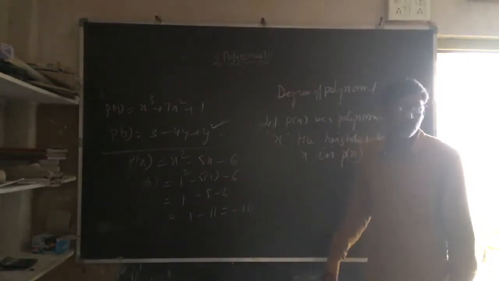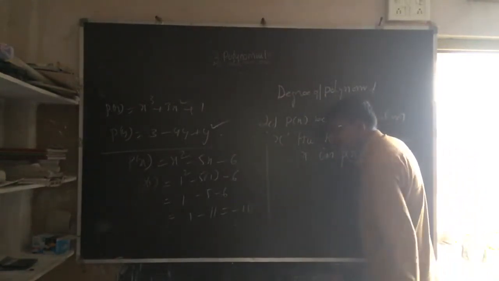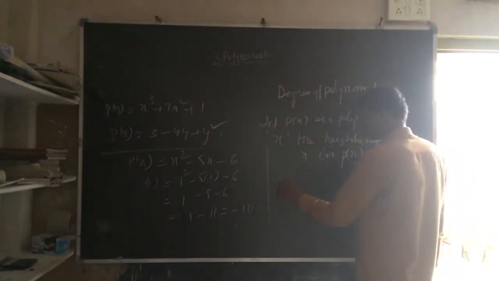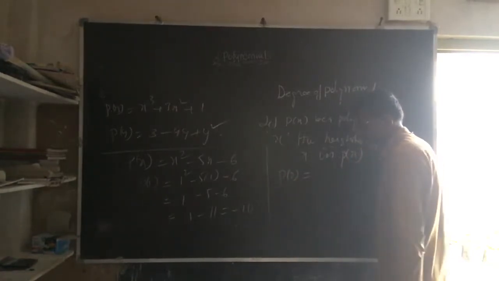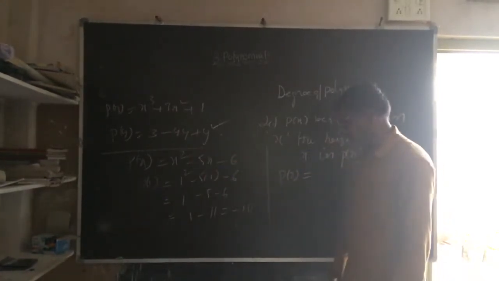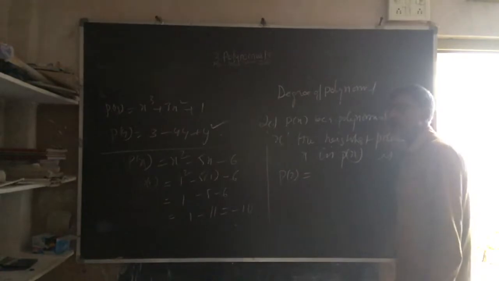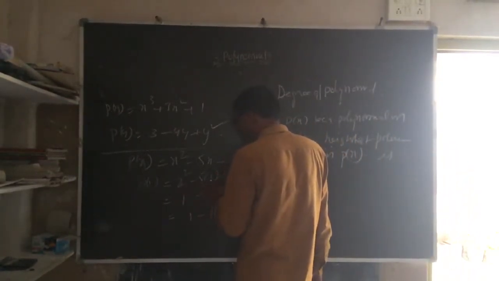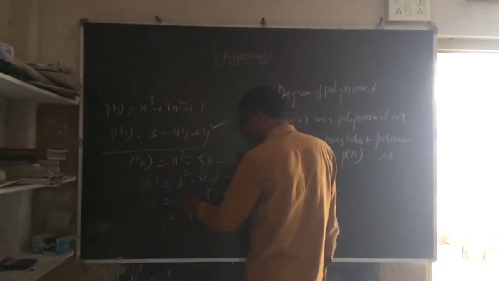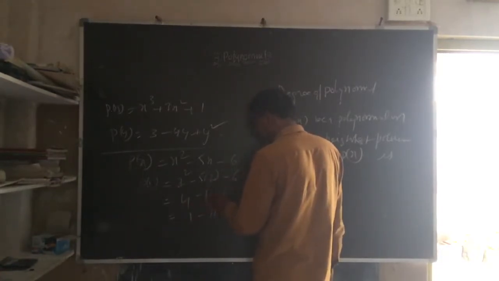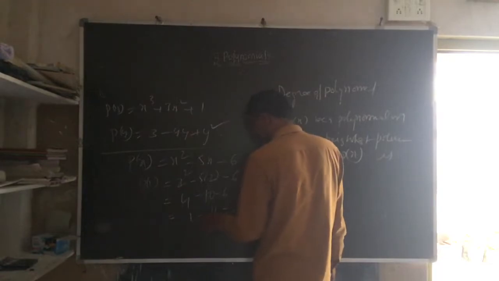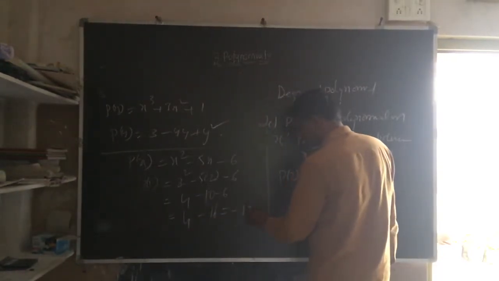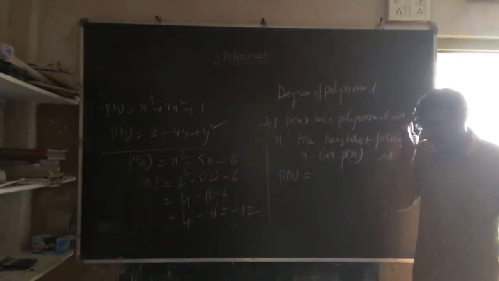1 square is nothing but 1. Similarly, I will take P of 2. 2 square how much? 4, right? Very simple. Here 2 will come, here 2 will come, 2 2s are 4, 2 5s are 10, 4 minus 10 minus 6, we get minus 12. Am I right or wrong?